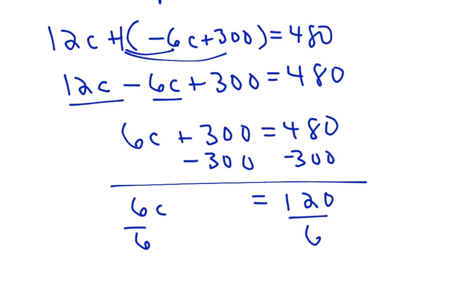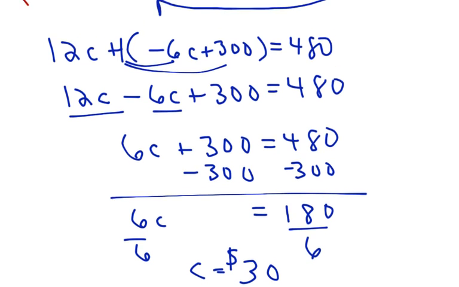Divide by 6. And c is equal to 20. And I didn't mean the one-time fee, I meant the cost per lesson. And I find out that it is 20. Sorry, let's try that again. This is not 120, that's 180. You have to tell me when I make these mistakes in the videos. Sorry. 480 minus 300 is 180, and 180 divided by 6 is 30. So the cost per lesson is $30 per lesson.